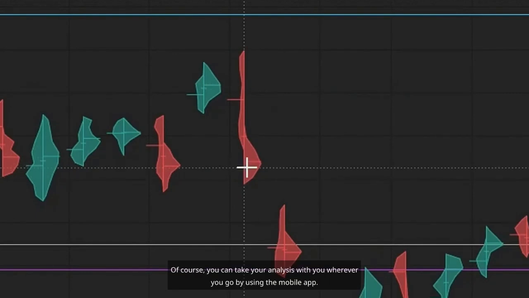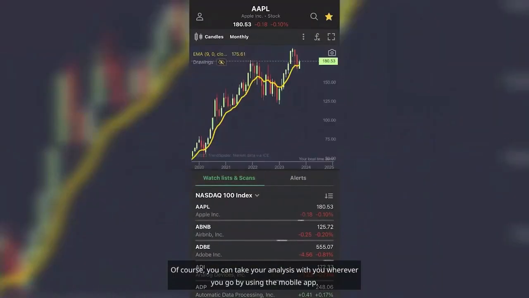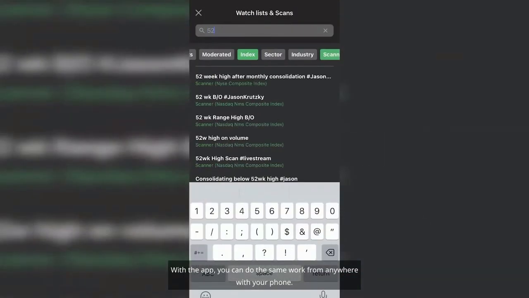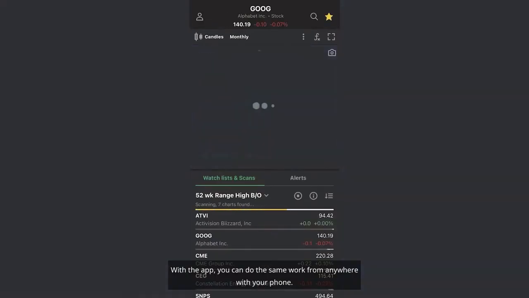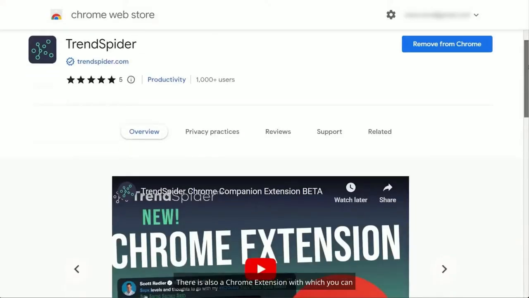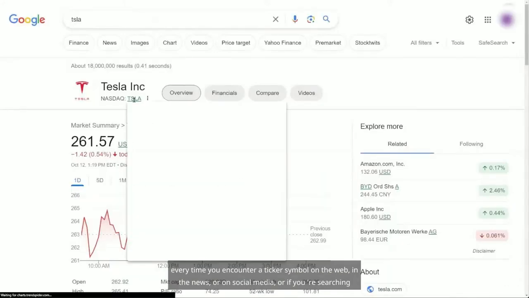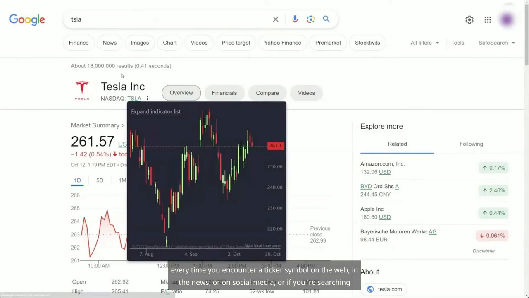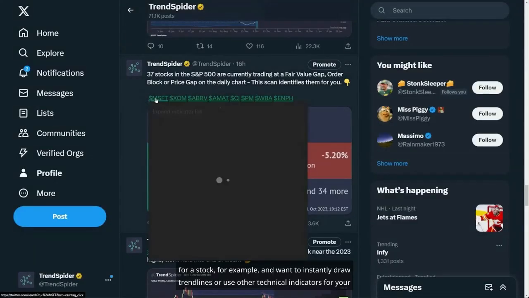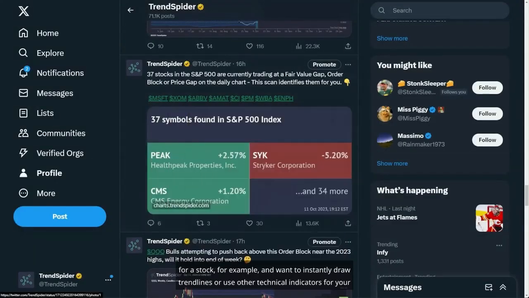Of course, you can take your analysis with you wherever you go by using the mobile app. With the app, you can do the same work from anywhere with your phone. There is also a Chrome extension with which you can, when you create real-time charts, every time you encounter a ticker symbol on the web, in the news, or on social media, or if you're searching for a stock, for example, and want to instantly draw trend lines or use other technical indicators for your analysis. To avoid opening another tab and logging into the application, wasting time, you can do it instantly with the extension on whatever page you are on.